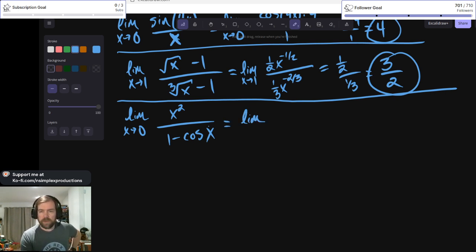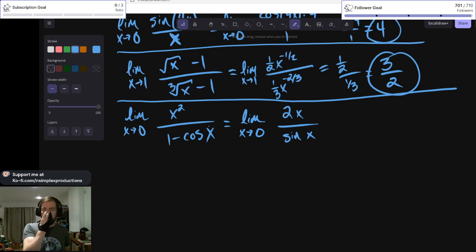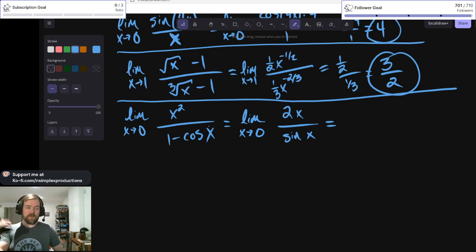Then, we say by L'Hopital's rule, the limit as x goes to 0 of, take the derivative of the top, it's going to be 2x. Take the derivative of the bottom, it's going to be a positive sine of x. We take that, and when you plug a 0 in top and bottom, it is again 0 over 0, which is indeterminate. So we do it again.